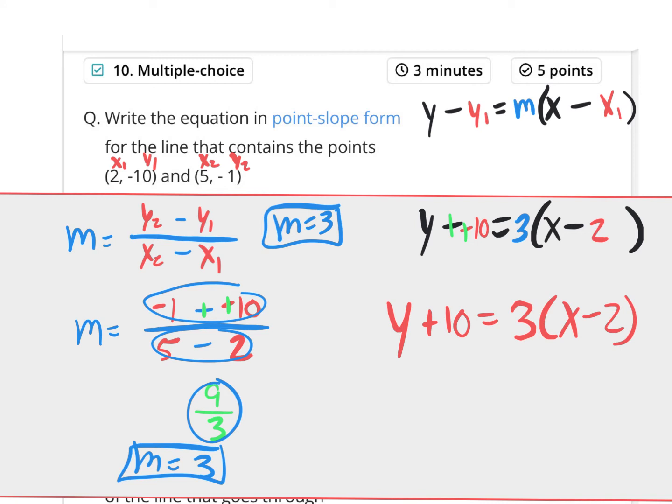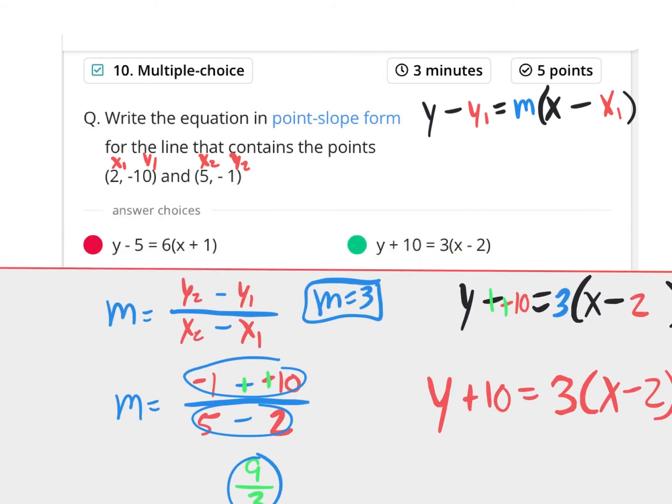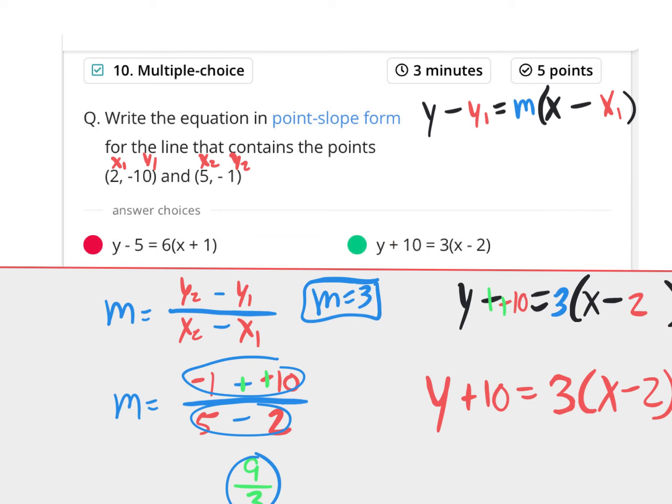Now it'd be a different story if they said write it in slope-intercept form. I don't want the parentheses if they asked for slope-intercept form. So I would distribute the 3 to get rid of the parentheses and then subtract 10 to move it to the other side. But they're not asking for slope-intercept form. They're asking for point-slope form, and this is point-slope form. So there's our answer. Y plus 10 equals 3 parentheses x minus 2. All righty.